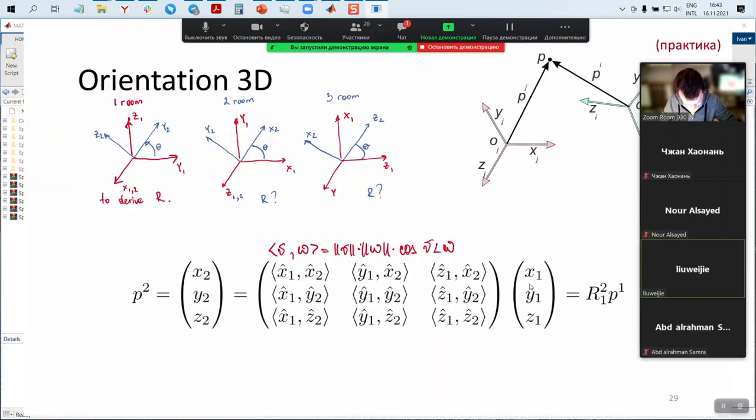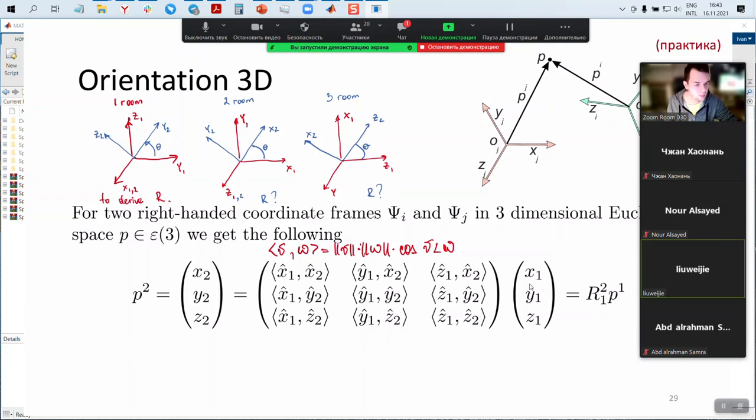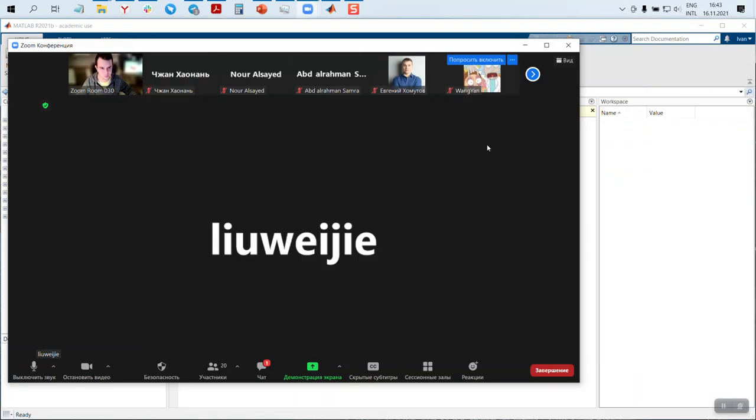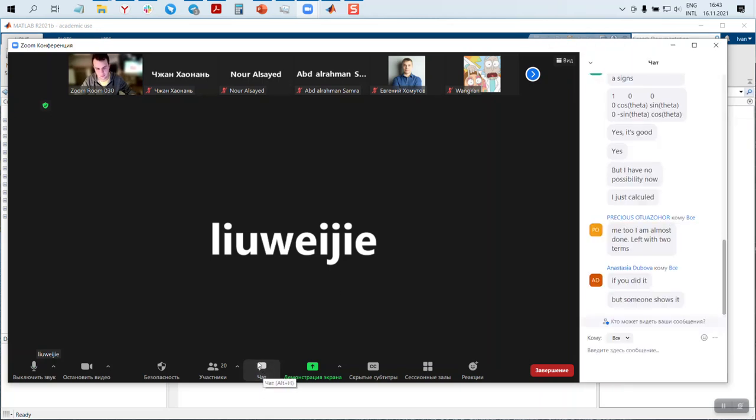So I want to show, but I don't know how to show. Do you want to share your screen to show your result? Yes, I can. All right, let's do this. Share your screen or your results? What was your variant? The second. All right. Can you give us the correct answer? You can share your screen, show your camera and show your picture, or write in the chat. We want to see the correct answer.